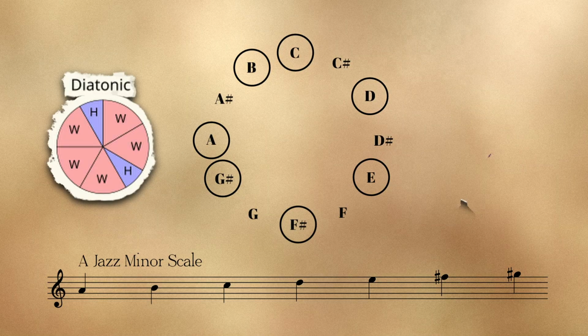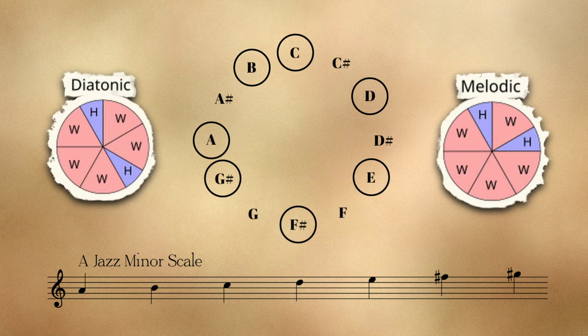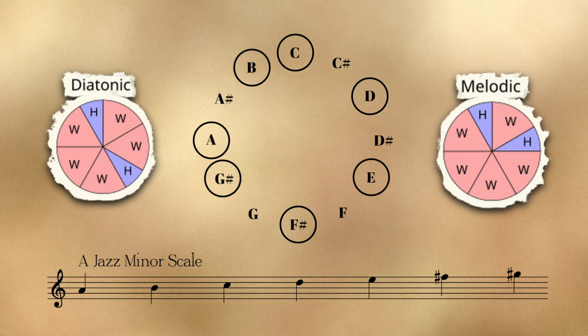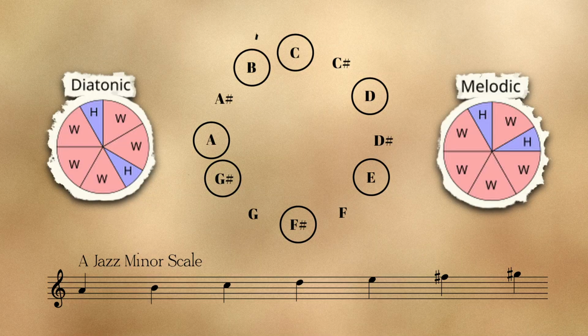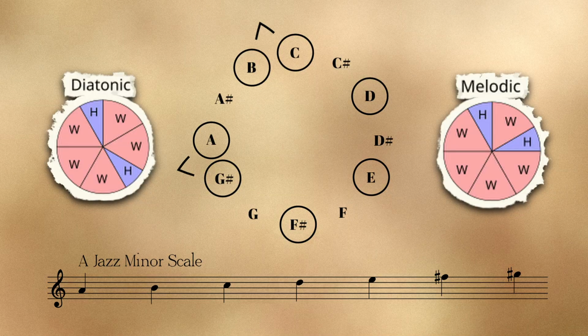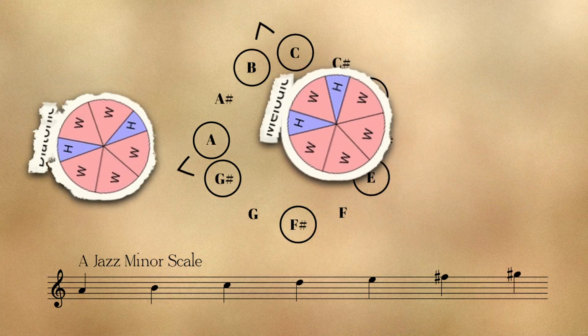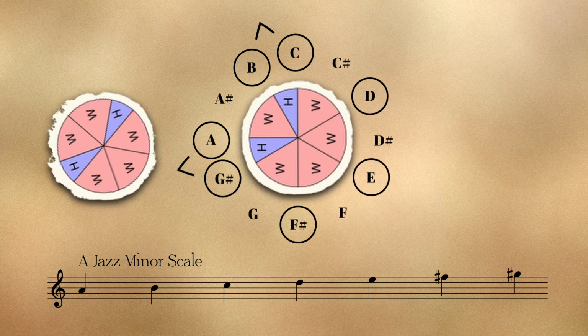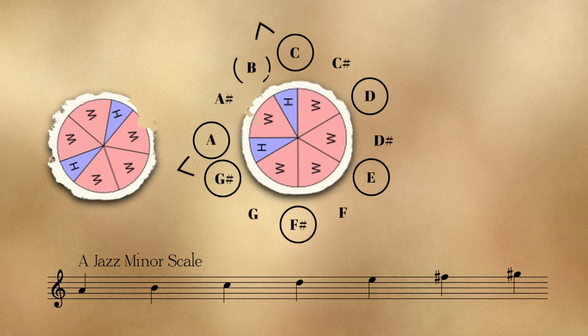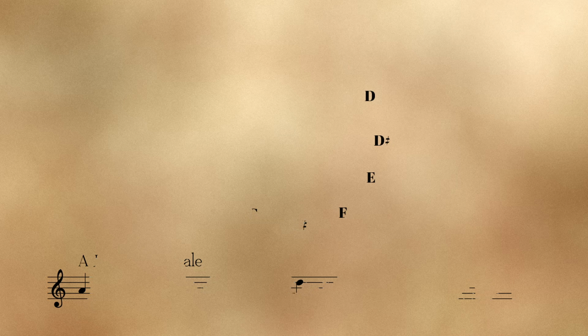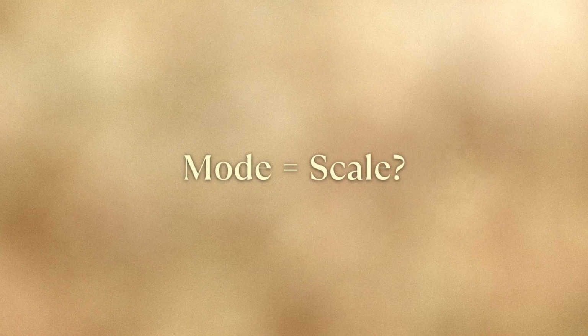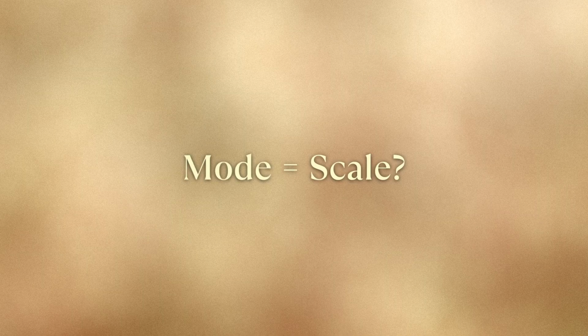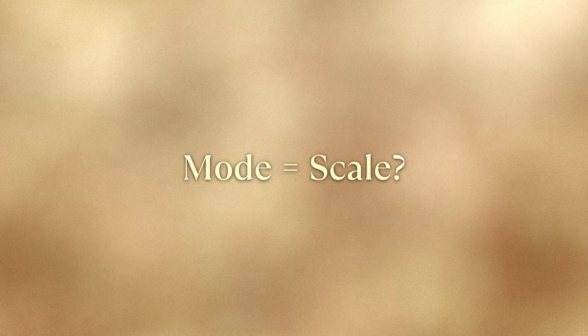Here's the interval formula for this scale. While very similar to the diatonic formula, notice the different placement of the half steps in relation to each other. When we approach modes this way, we see that there is no difference between modes and scales. Any scale can serve as the basis for producing modes, meaning that any scale is itself a mode.